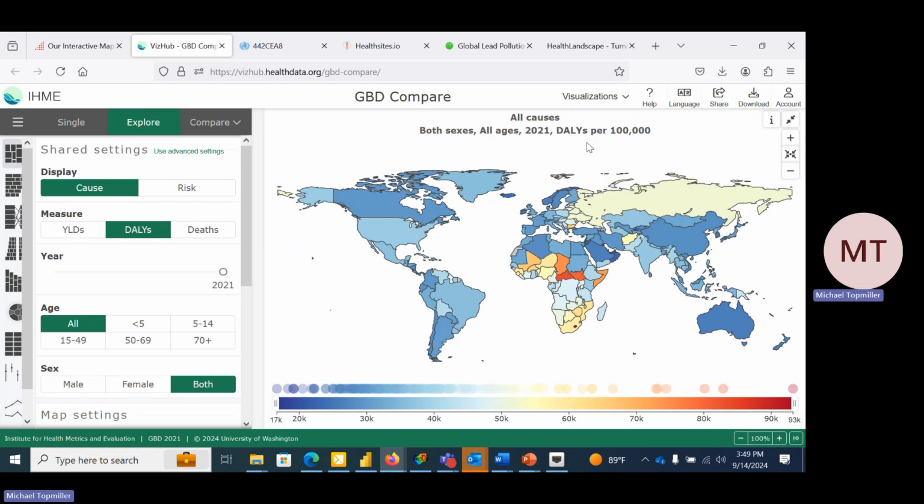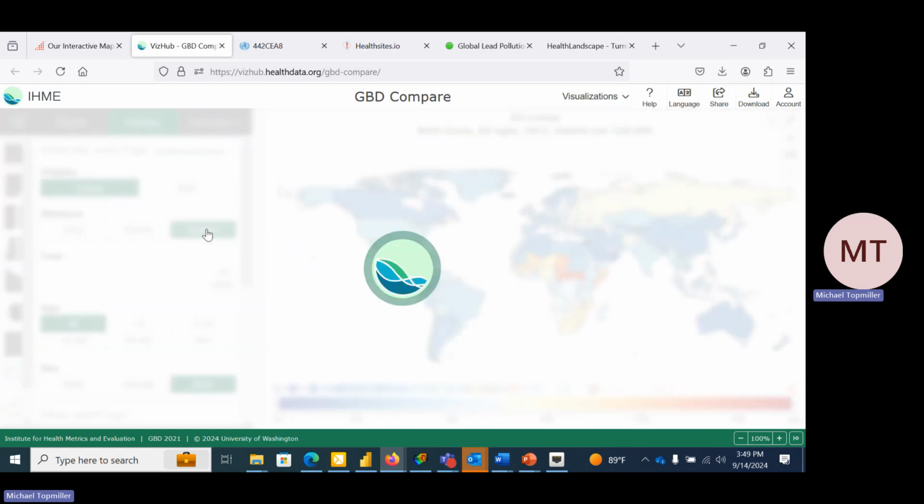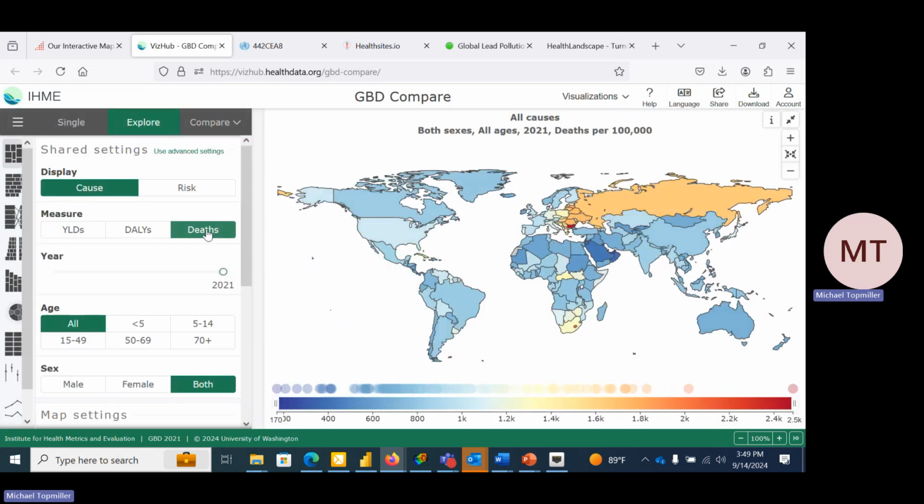So by default, we're looking at adjusted life years, which I know you guys have spent some time on at some point in this semester. I'm going to go to deaths here, a little easier one to understand. And we can look at just death rates across the world. You can see that the bluer areas have lower death rates, red areas, areas of higher death rates. You kind of see some spatial patterns throughout the world.